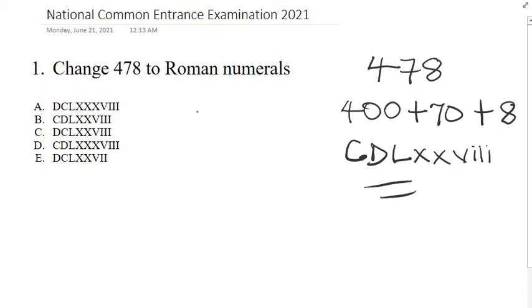So let's look for the right option. Yeah, the right option is B. B is the answer. Okay, B: CD, LXX, VIII.